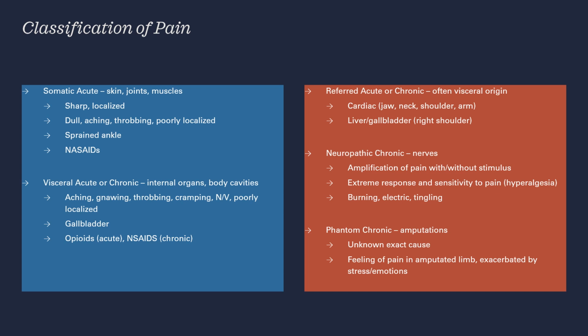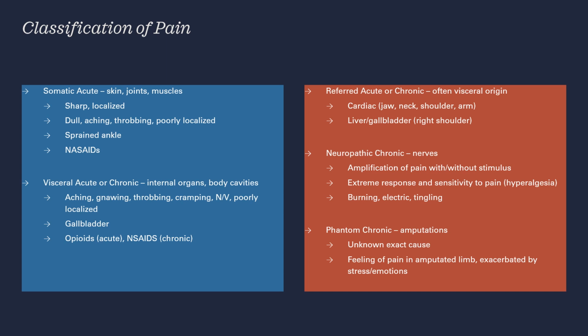We can further classify pain in the frame of acute and chronic pain. Somatic pain is an acute type of pain from the skin, bones, joints, or muscles. This is typified by a sprained ankle. It is often sharp, dull, achy, throbbing, and may be localized well or poorly.